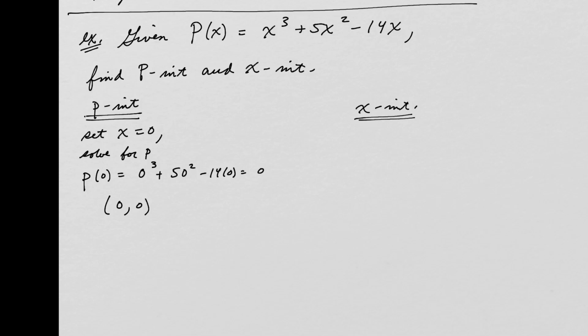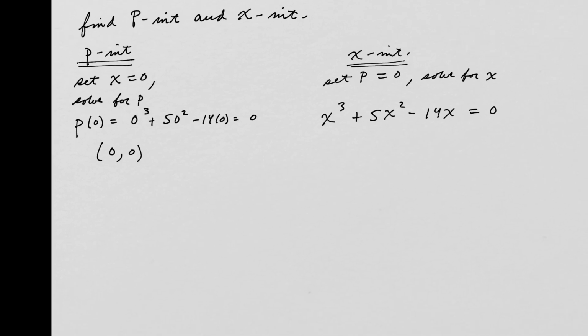To find them, I now set the entire function equal to 0, right? Set p equal to 0 and solve for x. Normally that could be quite difficult to do for a cubic function. But if you look at this, this is easily factorable. So I'm going to set the entire function equal to 0. Now let's factor this. The first thing you should notice is that an x is common to every term, so we can pull out that x, and we're left with x squared plus 5x minus 14.